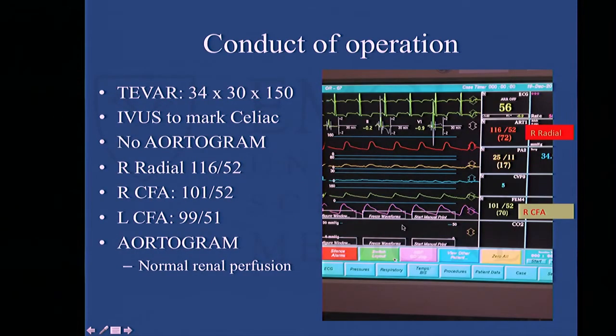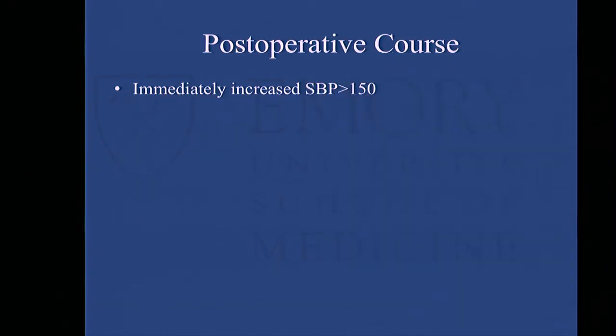So it was better, but it wasn't normal. We then did a second stent graft, extended to the celiac, did not shoot a picture. Remember, this guy's in renal failure. And now we have essentially normal blood pressures in the right radial and the right femoral. It's pulsatile, so equal, okay? We shot an aortogram just to confirm that all the visceral vessels and organs were reperfused, and they were. We had resolved the malperfusion.